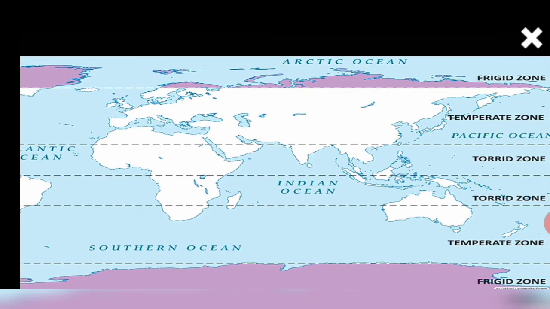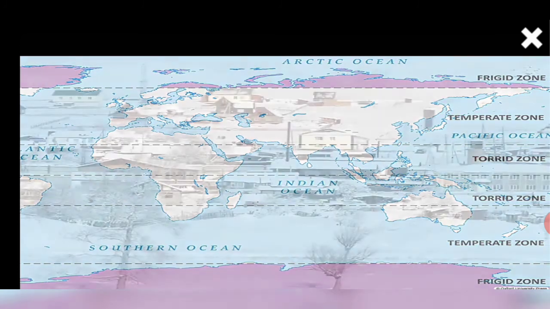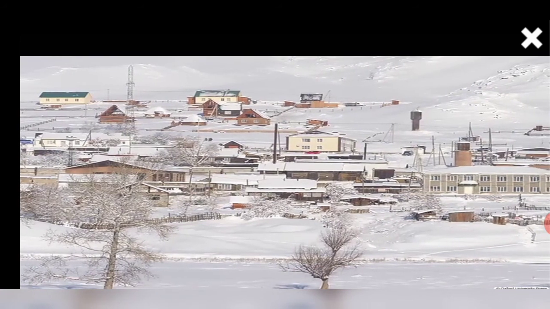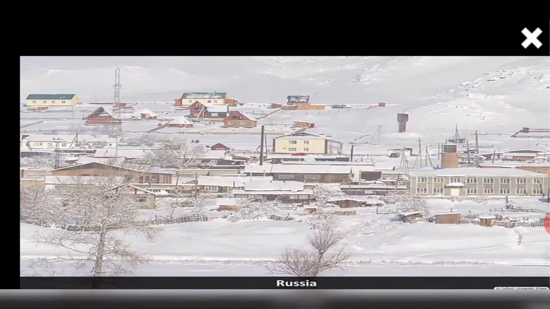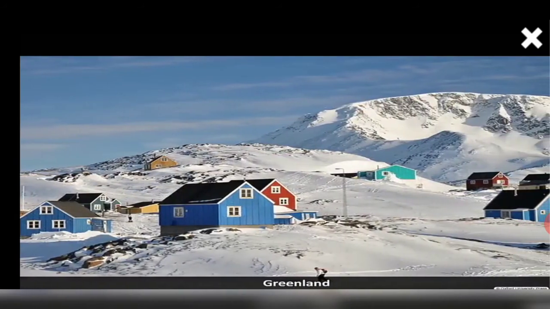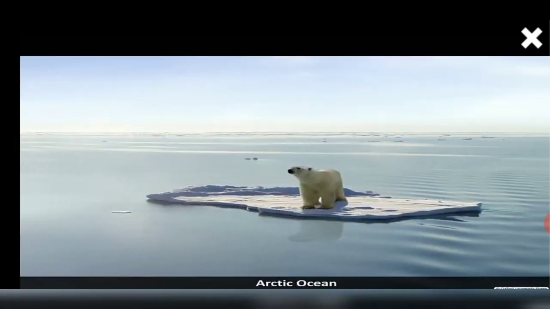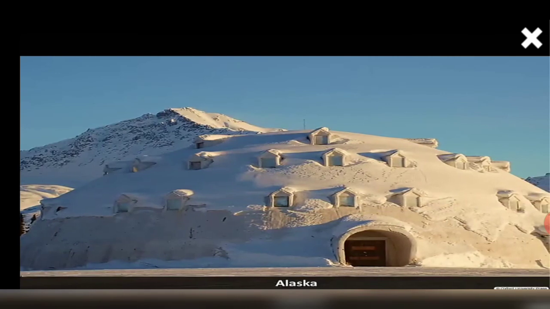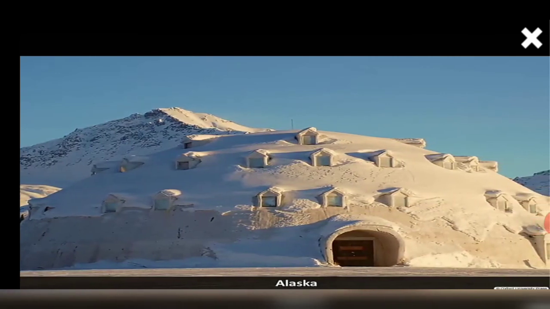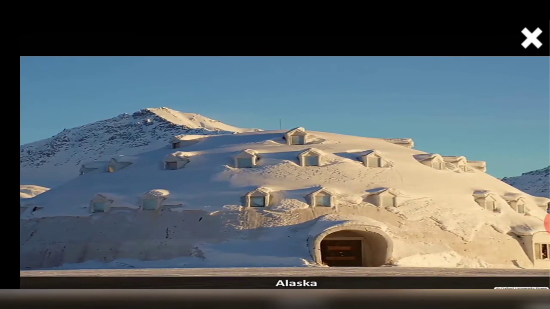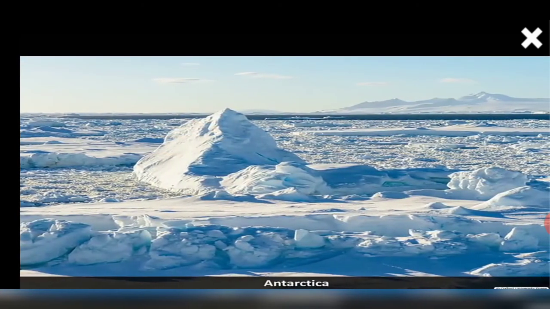The northern Frigid Zone includes large areas of northern Canada, Russia, Greenland, Iceland, Arctic Ocean, Alaska, and northern Scandinavia. The southern Frigid Zone includes Antarctica.